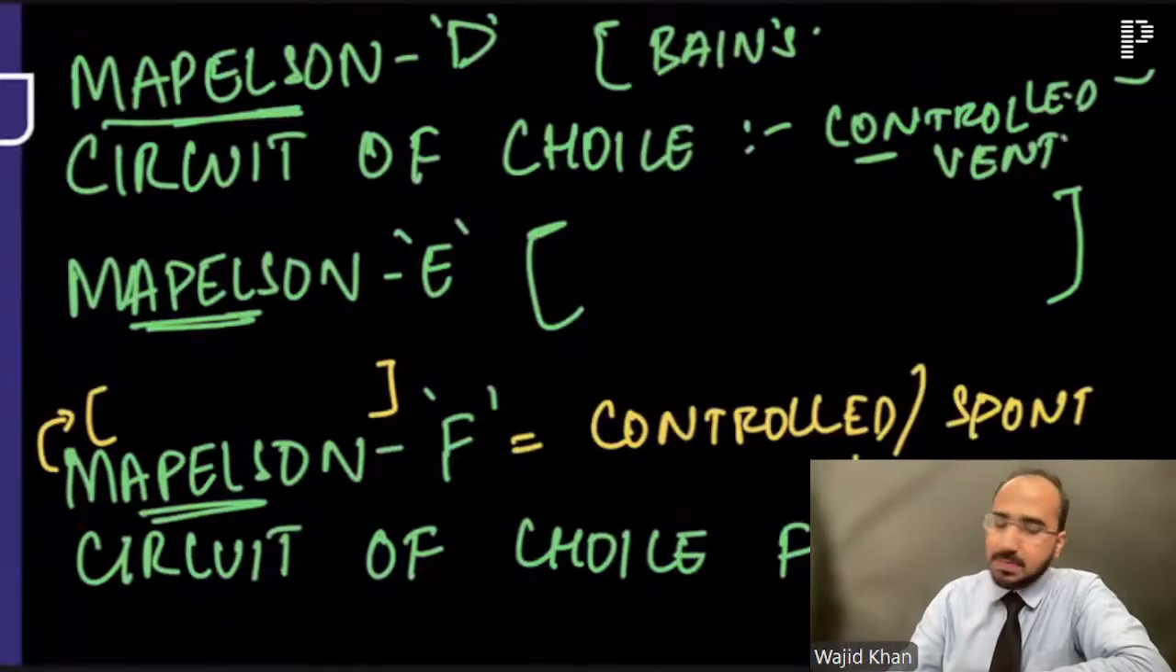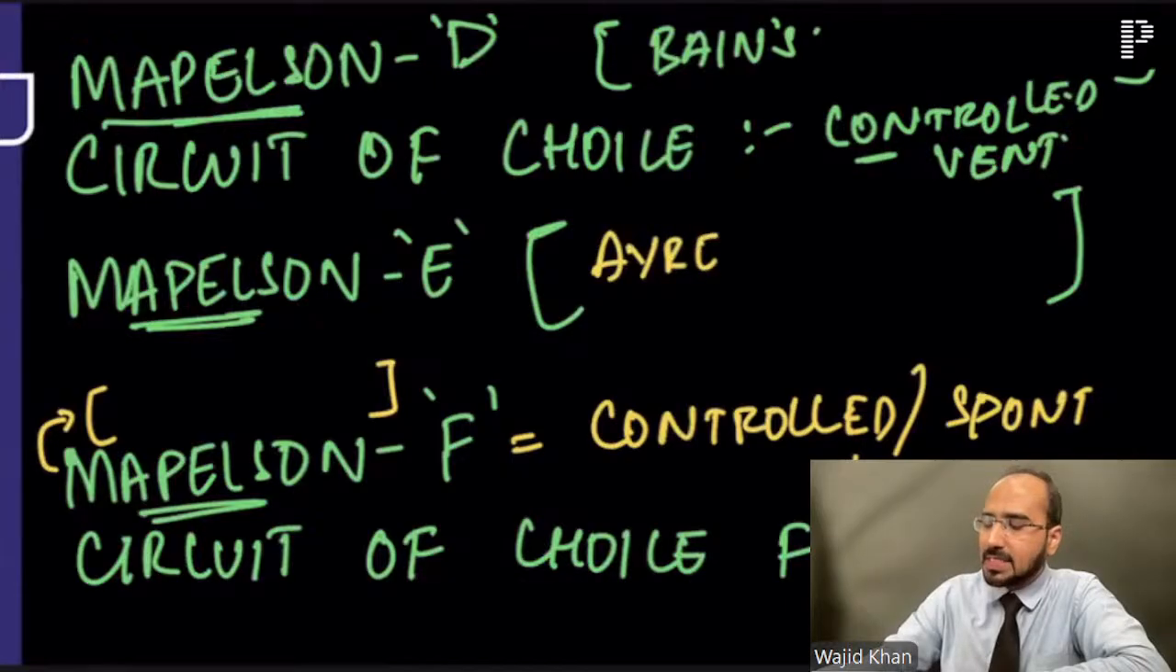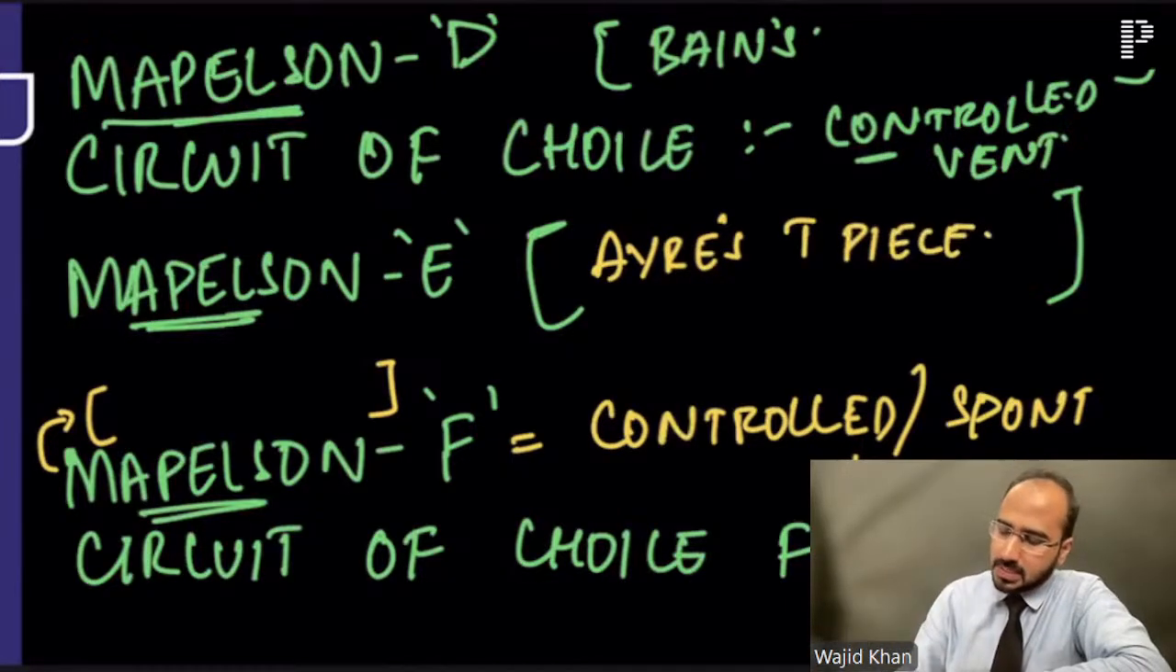Then there is Mapleson E circuit, guys. When do you call a circuit Mapleson E? When it is a bagless and a valveless circuit. This is basically an Ayre's T-piece. Okay?